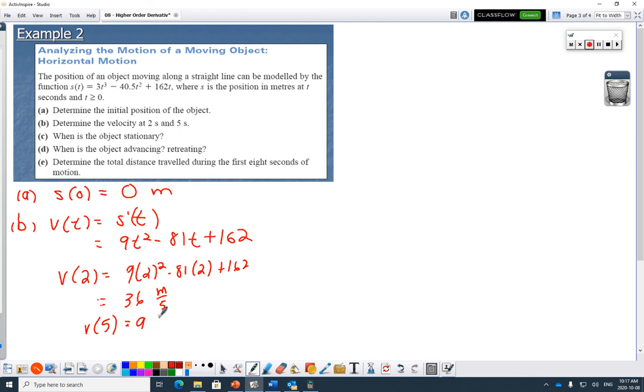9 times 5 squared minus 81 times 5 plus 162. Ooh, that might be too much for me to do in my head. Is it? Let's try it. 25, 225 minus negative 180. Negative 18. Who's got their calculator there? See if Mr. Todd's getting old. I'll try it again while you're doing that. 25, 180, 225 minus 405, 287 minus 405. Geez, I think it's minus 18. Is it? All right.